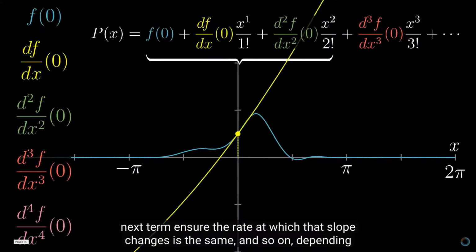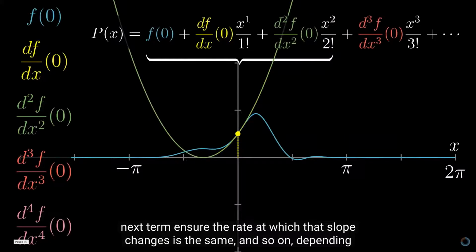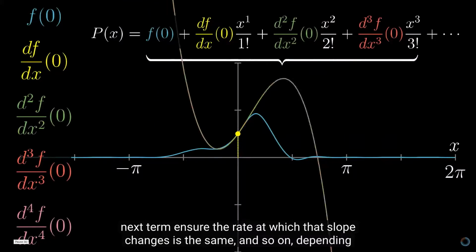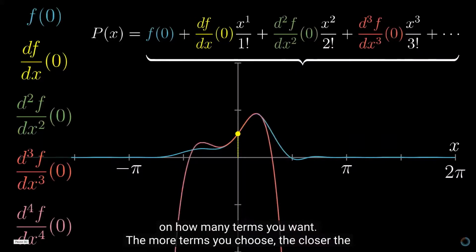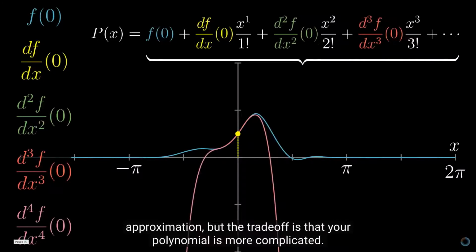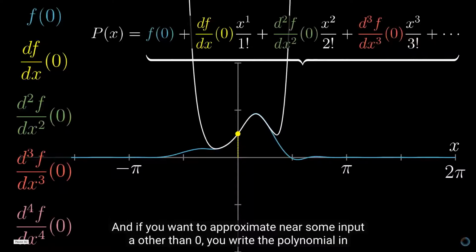The next term ensures that the rate at which the slope changes is the same at that point, and so on, depending on how many terms you want. And the more terms you choose, the closer the approximation, but the trade-off is that the polynomial you get would be more complicated.